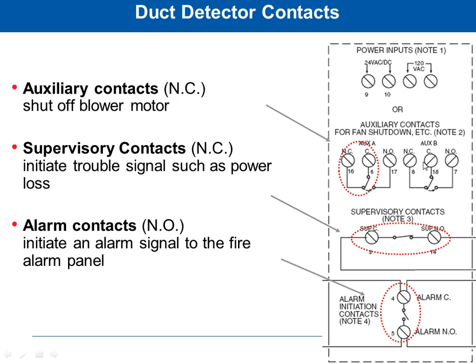If you had 2 fans, you could wire the second one to the auxiliary B. So if you had 2 fans off of one detector, that's what you could do there. Or if you wanted to alert some other system, like your building automation system or something like that, you can pick up that second contact.